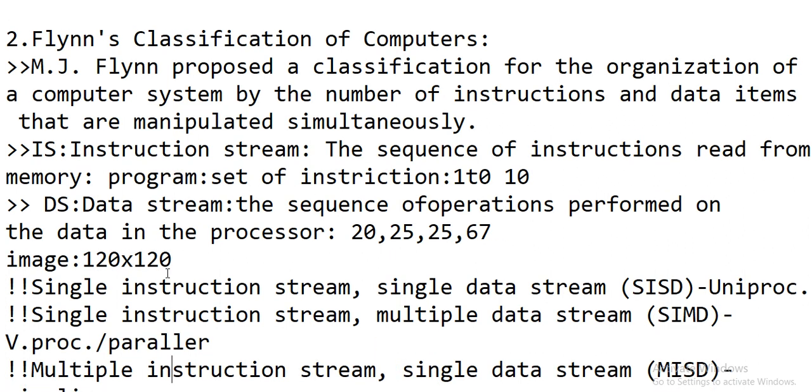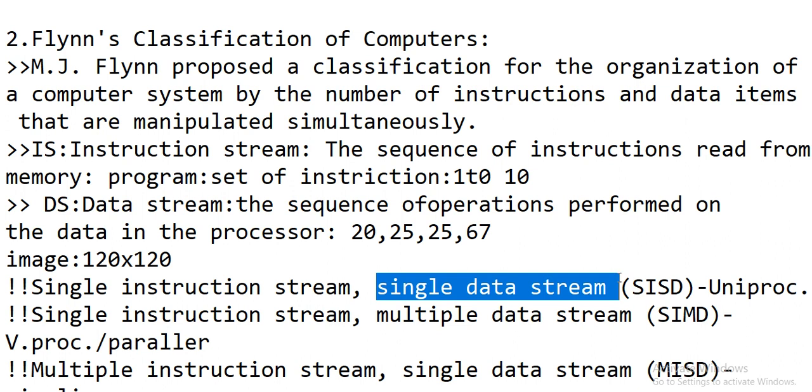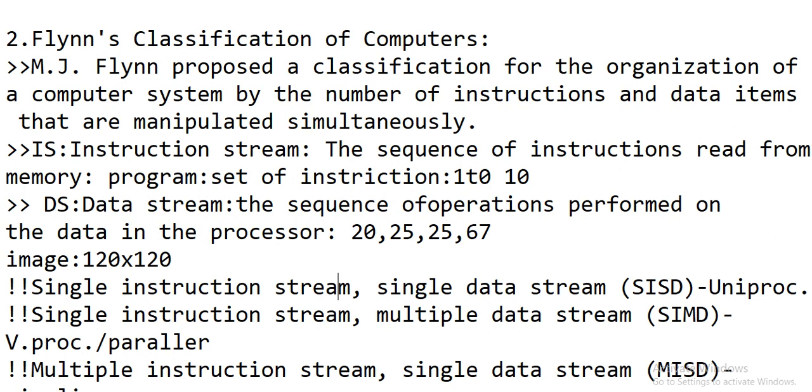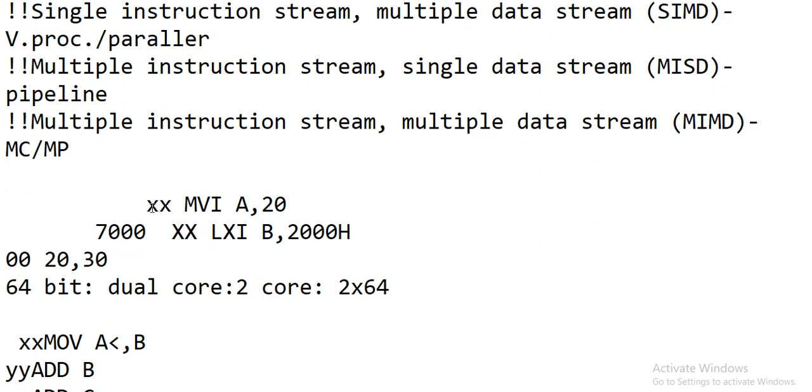Now next is the Flynn classification of computers. The first classification is single instruction stream and single data stream. This classification depends upon how many data and instruction streams are flowing at once or together. In single instruction stream and single data stream, assume you have this particular instruction, and as you know, 7000H contains the meaning of this instruction.